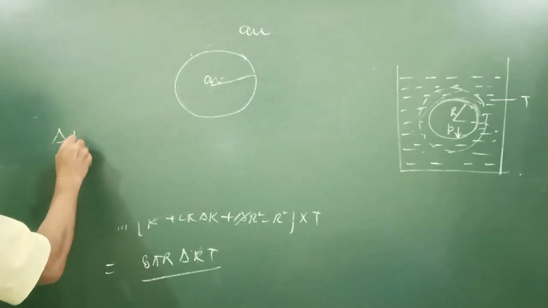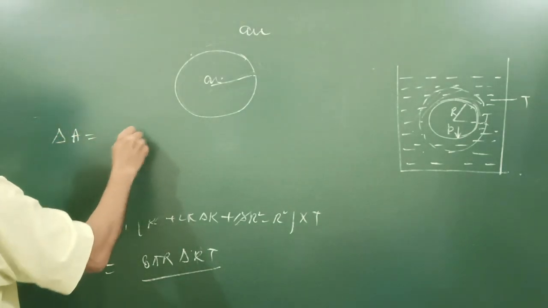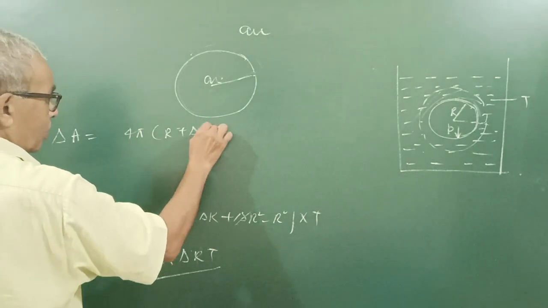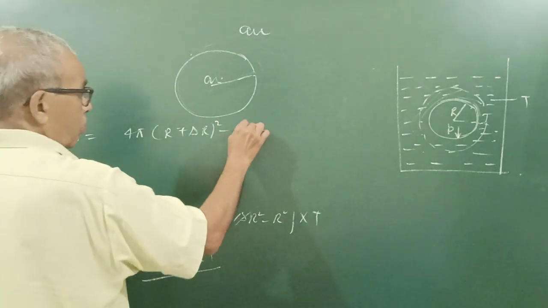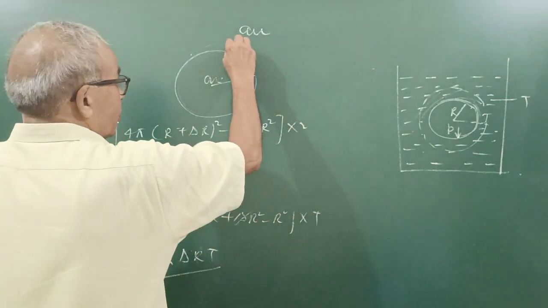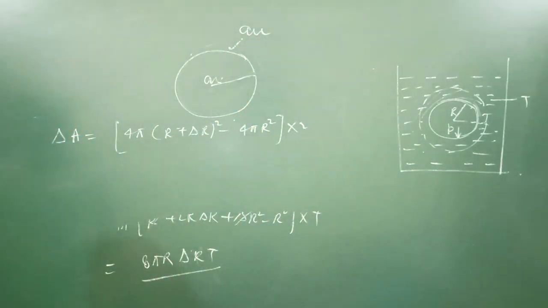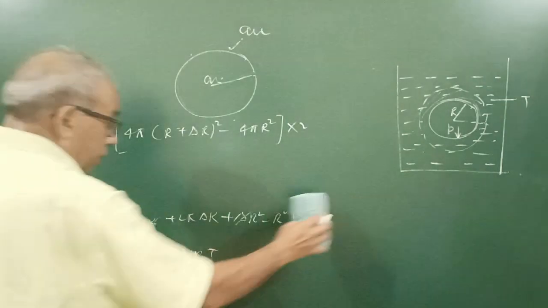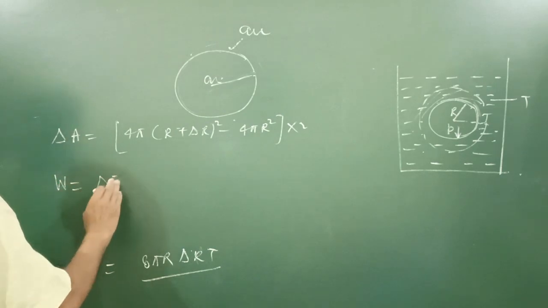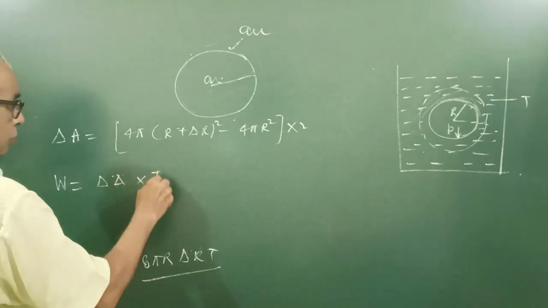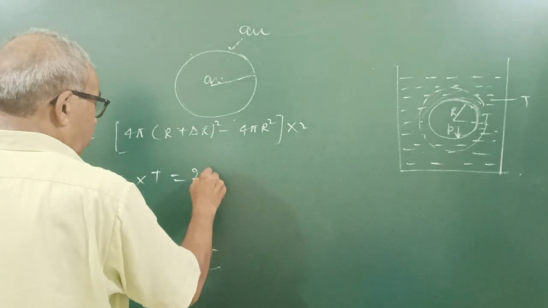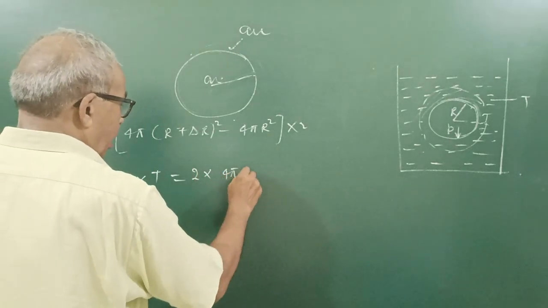So delta A will be 4 pi (R plus delta R) whole square minus 4 pi R square, into 2, because one surface increases outside and this one is inside. And then the work done will be W equals delta A into T. So how much will be left? Twice of 4 pi R delta R.